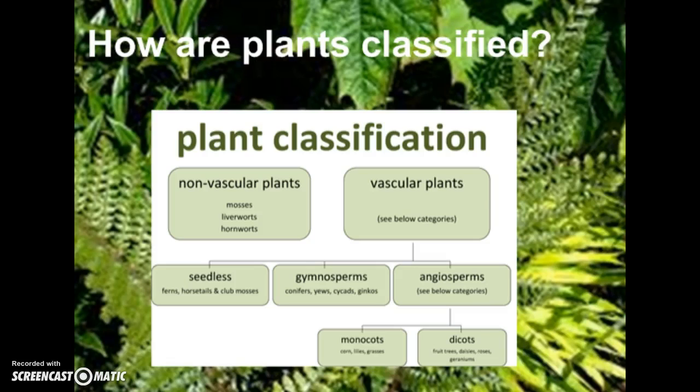So just to recap, plants are classified into two main categories, non-vascular and vascular. Among the vascular plants, you have the seedless and the seed-bearing gymnosperms and angiosperms.